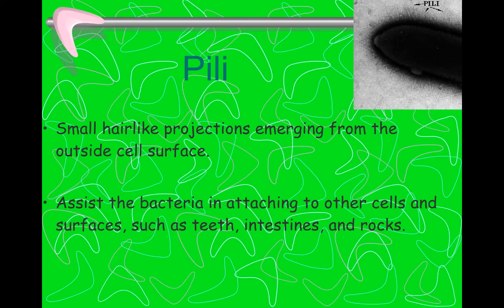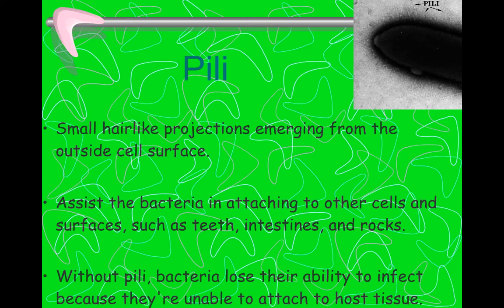So maybe some of you have had some cavities before. That's because bacteria have been attached to your teeth, and they're kind of breaking down some different things. So these pili help it attach to it. That's why it's important to brush your teeth. It can be found in your intestines. It can be found in rocks. It can be found kind of everywhere. Without the pili, bacteria lose their ability to infect because they're unable to attach. So this is really, really important for bacteria's survival to have this pili.